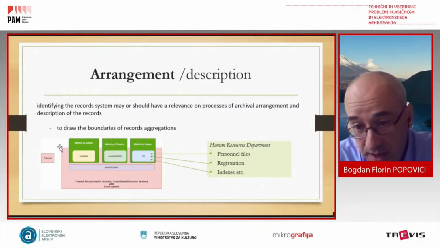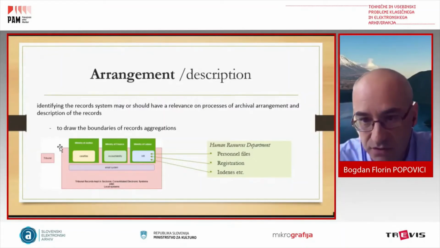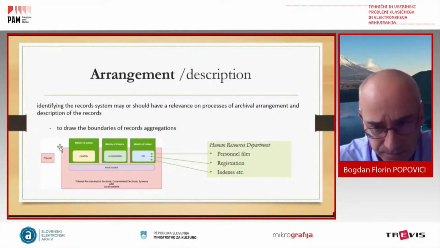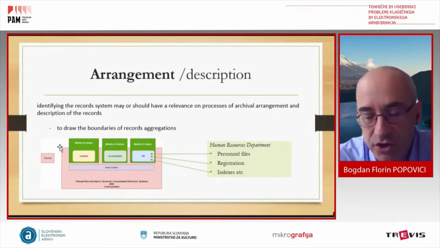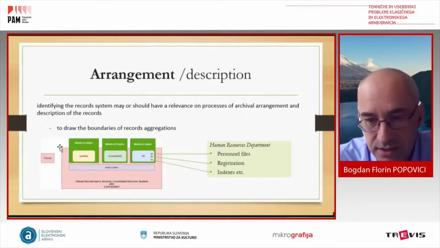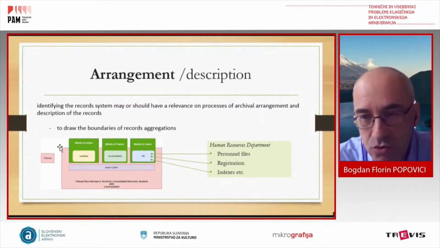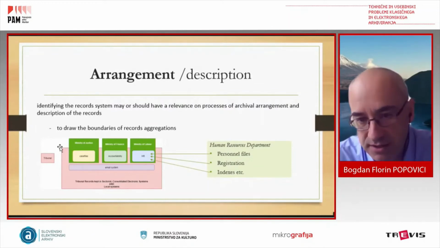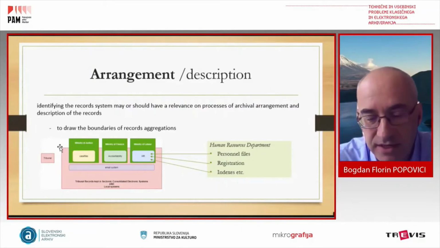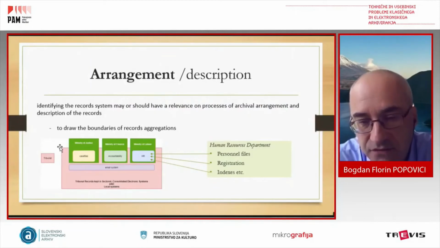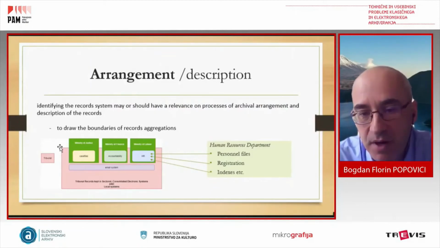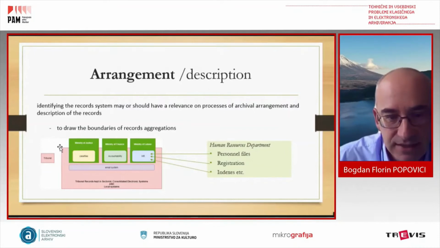In the paper world, we had personal files as separate series. We had indexes for the Human Resources Department as a separate series. If we use an electronic system now, we may have all these series of records embedded into one digital system, which is furthermore administered by a different entity than the creator of the records itself. So where are the boundaries for this? This is a question to ask, and it needs some answers when you arrange the fonds.